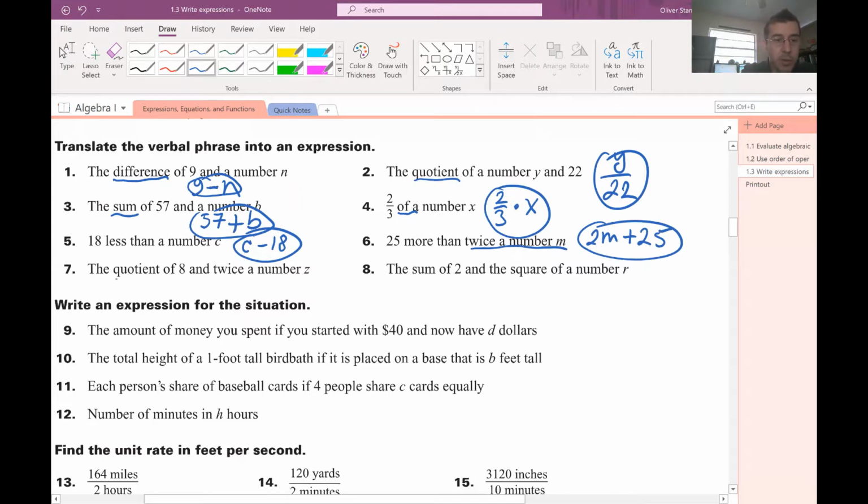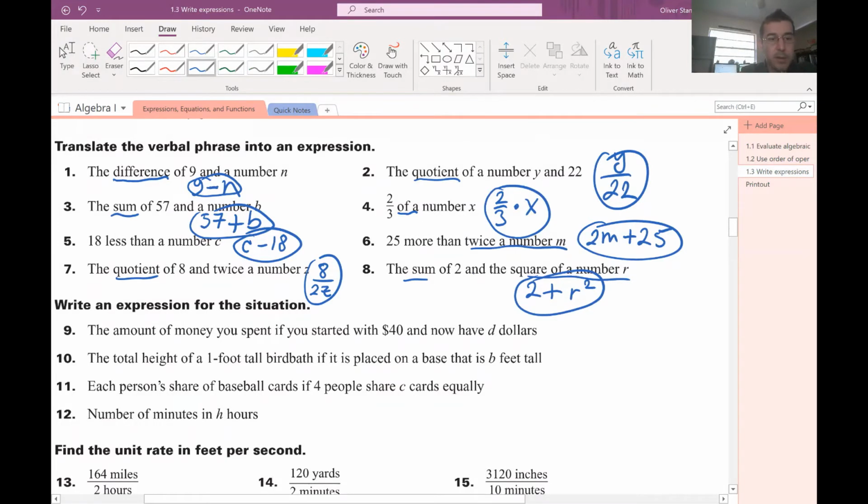Number 7, the quotient. So that's dividing, right? We're dividing, division of 8 and twice a number z. Then sum, so it's plus, the sum of 2 and the square of r, r squared, right?